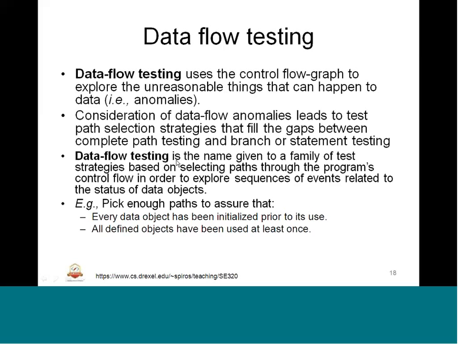Data flow testing is the name given to a family of test strategies based on selecting paths through the program's control flow in order to explore sequences of events related to the status of data objects. We know that data flow testing is done with all the data flow objects where data is the key here. Data could be a variable. For example, pick enough paths to assure that every data object has been initialized prior to its use, and all defined objects have been used at least once. So how can we do data flow testing?